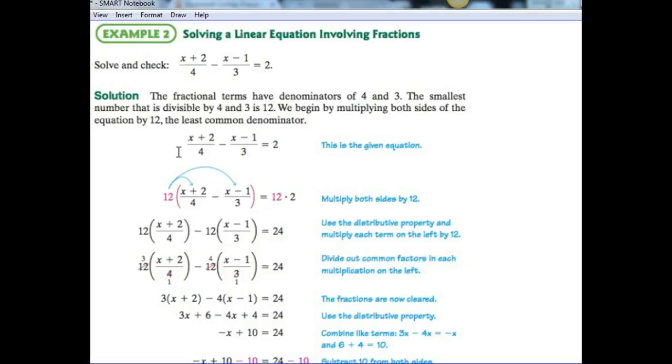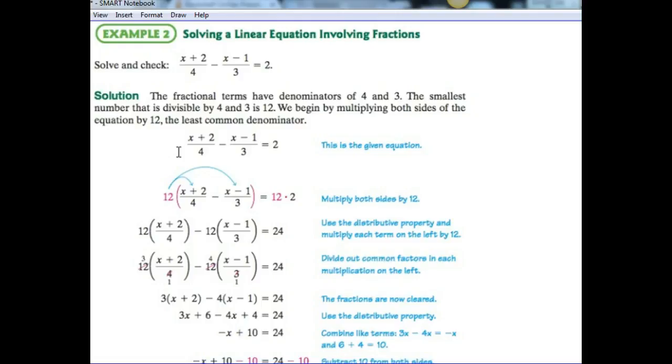Hello, we're looking at example 2 in your pre-calculus part 1 found in lesson P-7. This is found on page 85 of your textbook. It's talking about how to solve a linear equation that has fractions in it.